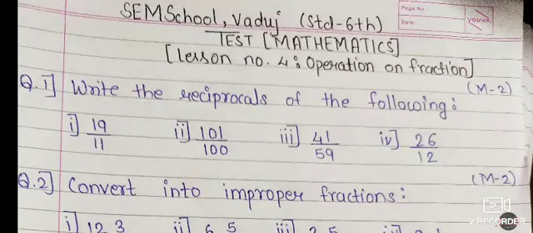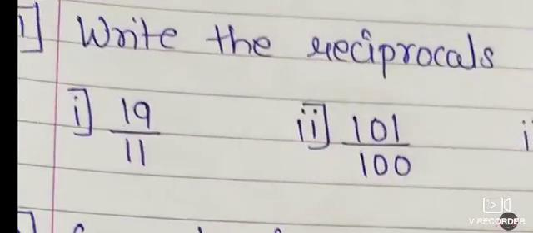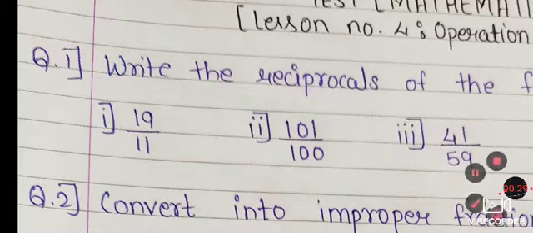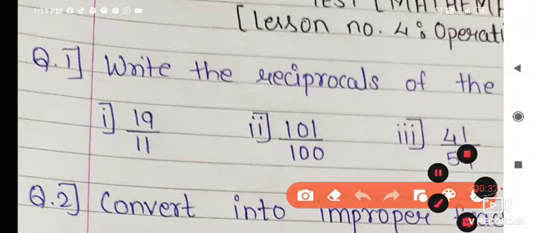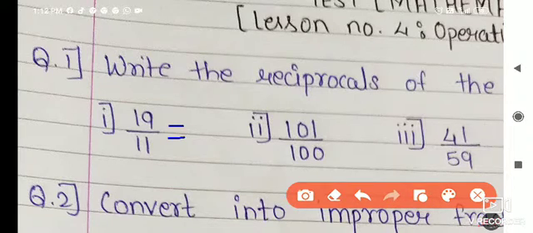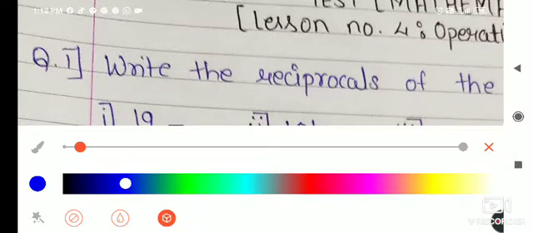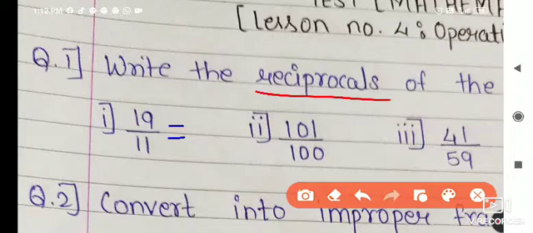As you know, reciprocal means what? We have to change the positions of the numerator and the denominator. So 19 upon 11, its reciprocal, or multiplicative inverse, is 11 upon 19. Reciprocal is the multiplicative inverse. Okay, question number two. Check whether you take your test with you and check these answers.